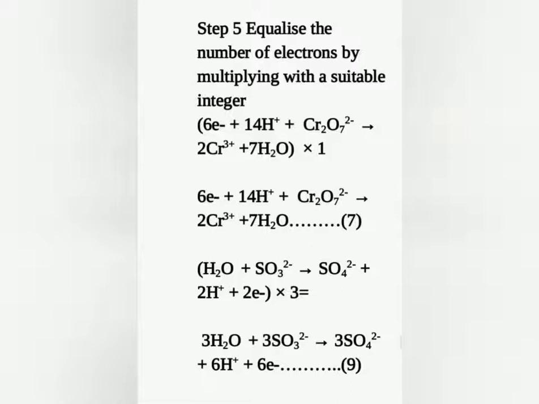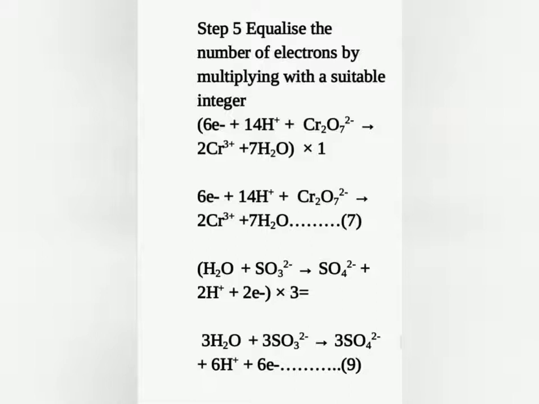In some other problems, sometimes you will have to multiply both equations with different numbers. For example, if you had taken 3 electrons instead of 6 in the first equation, the first equation would have to be multiplied with 2 and the second equation with 3, and then the number of electrons in both equations would be equal to 6. But in this case, only the second equation has to be multiplied. And when you are multiplying, the whole equation has to be multiplied.